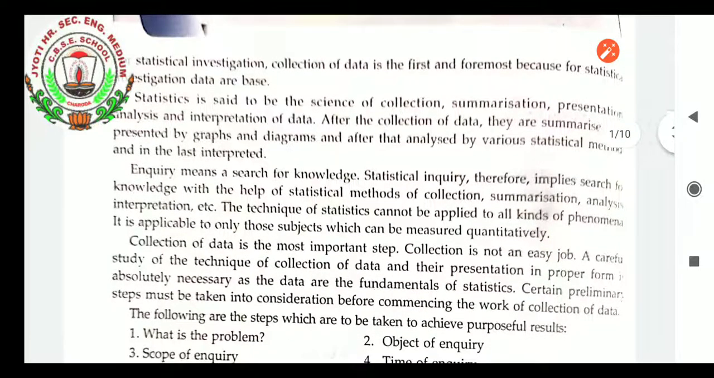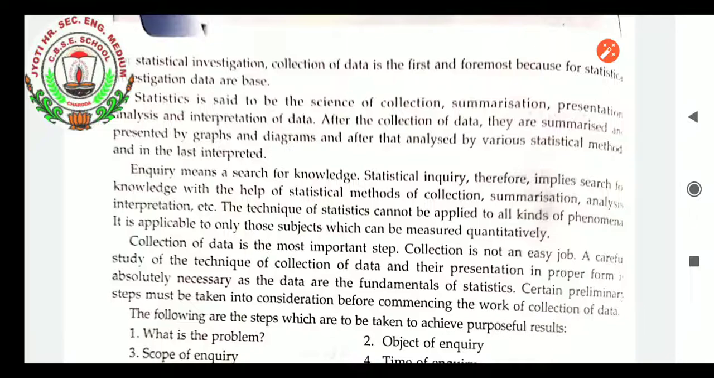What is inquiry, students? On what basis are we making the collection? Inquiry means nothing but a search for knowledge, a search for the objective for which we are making a survey. Statistical inquiry therefore implies search for knowledge with the help of statistical methods. And what are the methods? Collection, summarization, analysis, interpretation, etc. The technique of statistics cannot be applied to all kinds of phenomena. It is applicable to only those subjects which can be measured quantitatively. That is known as inquiry.